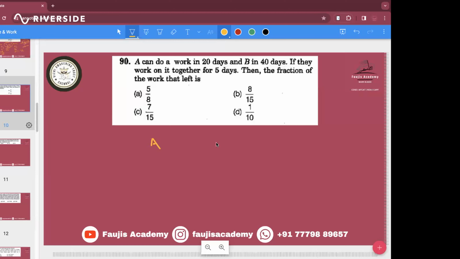Very easy one. A can do the work in 20 days. B does it in 40 days. The LCM of it is 40. This is what we'll assume as the total work.